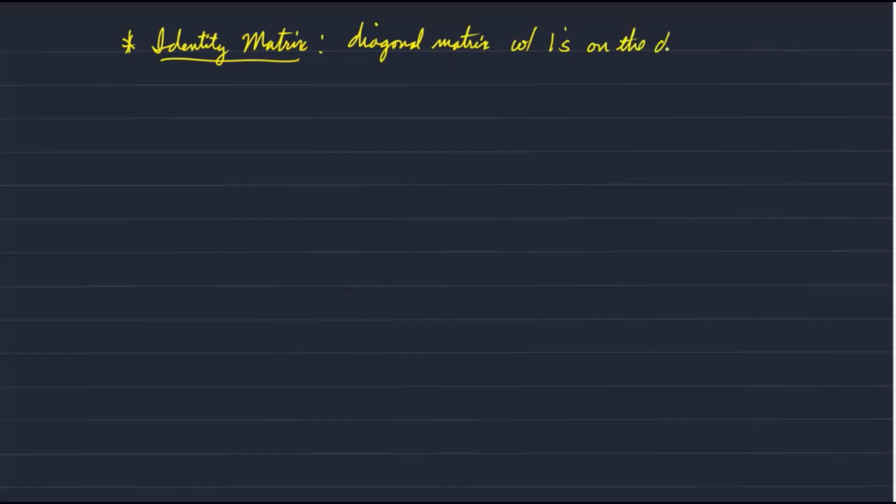The next definition is the identity matrix. And the identity matrix is a diagonal matrix with ones on the diagonals. So we denote the identity matrix as capital I. And again, it's n by n, where n is some arbitrary number. And it's zero on all elements, except for on the diagonals, where they have ones.